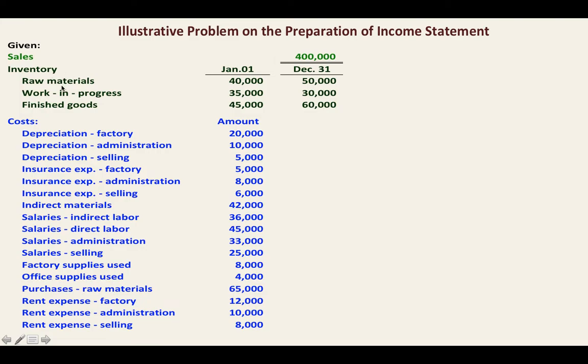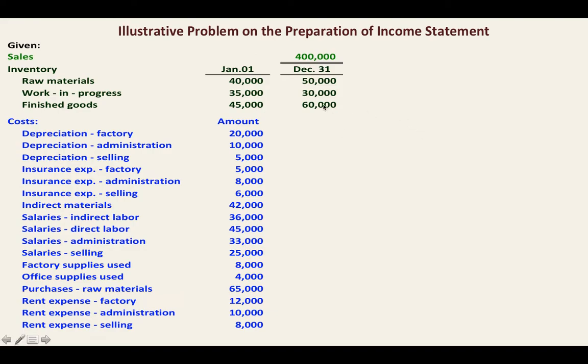And take note, class, we have three types of inventory. We have raw materials. Raw materials is the same as direct materials. We have the inventory for work in progress and inventory for finished goods. And we will have two inventories for each.